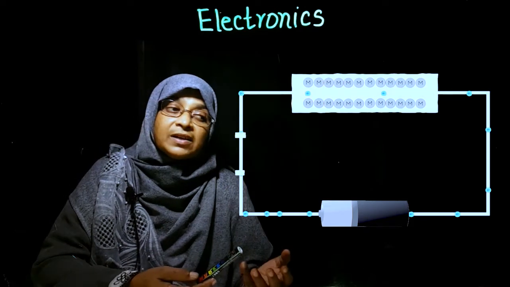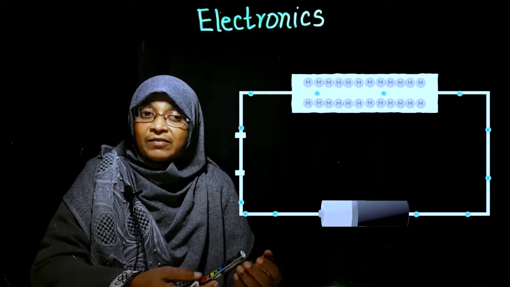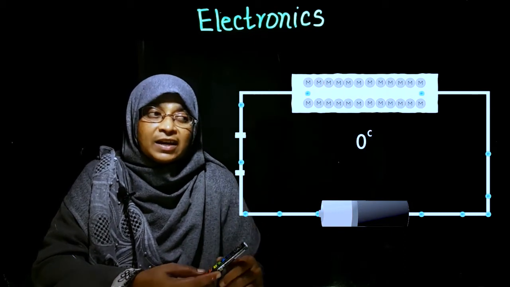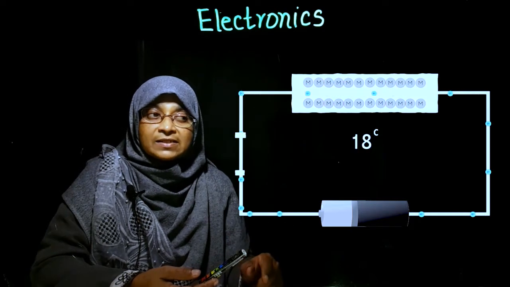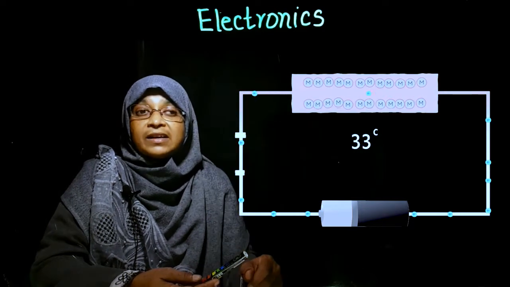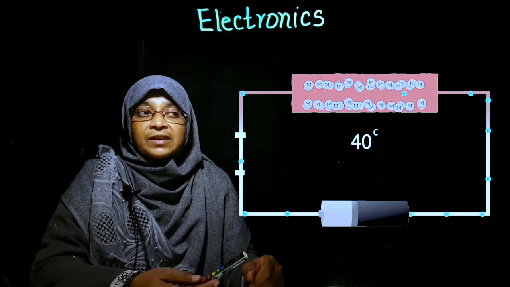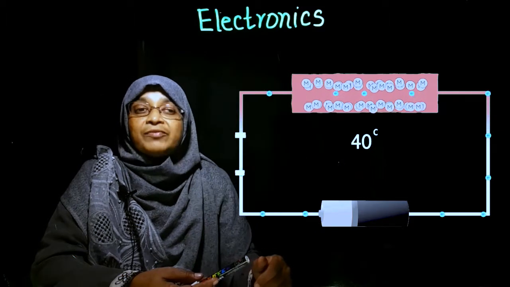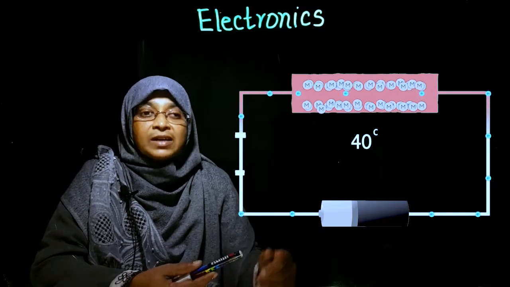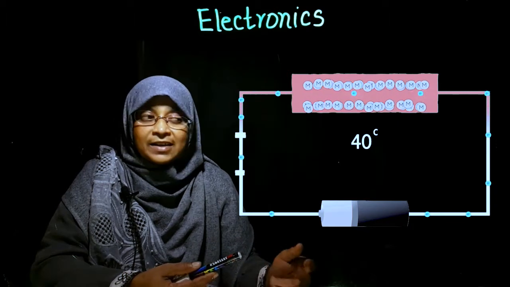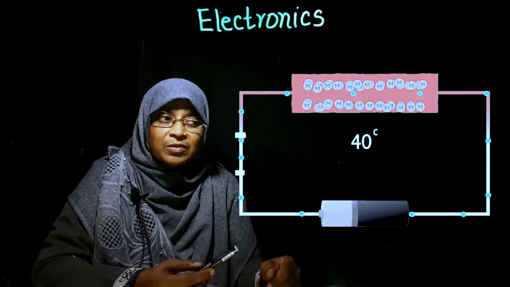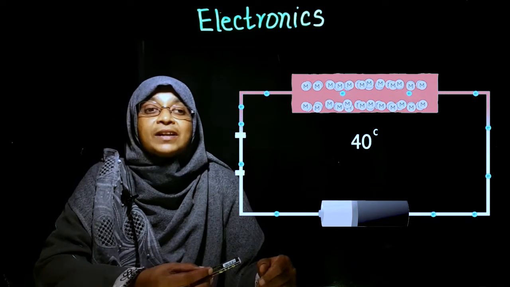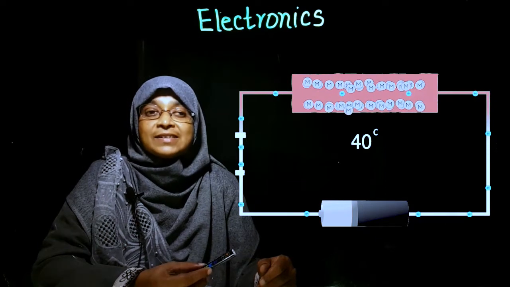What happens to the conductivity of the conductor when the temperature increases? Now we can see that as the temperature increases, the atoms in the conductor vibrate. The vibrating atoms disturb the flow of electrons. So the current flow decreases. So we can conclude that when the temperature increases, the conductivity of a metal conductor decreases.